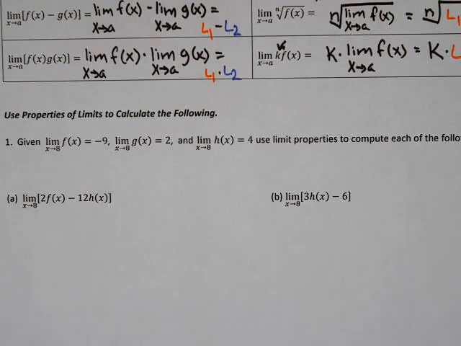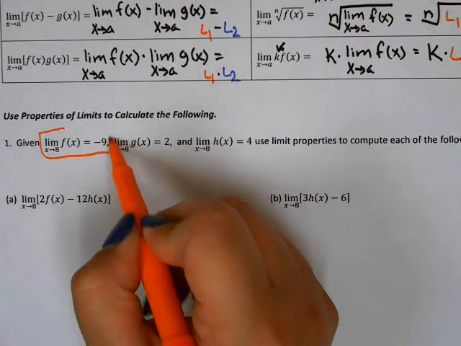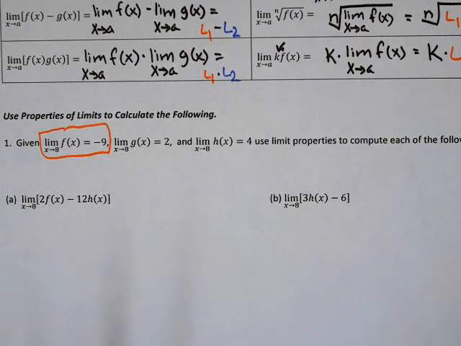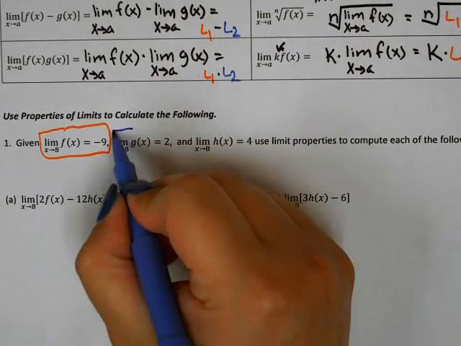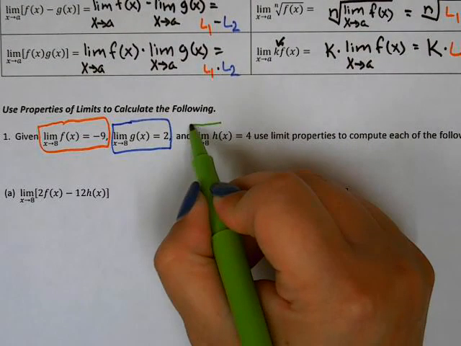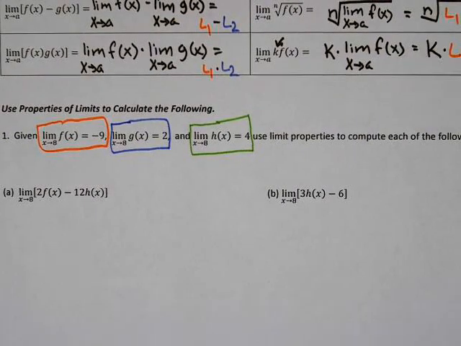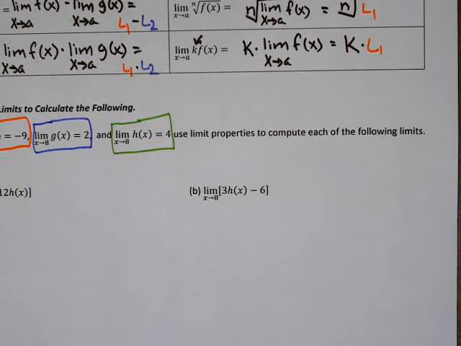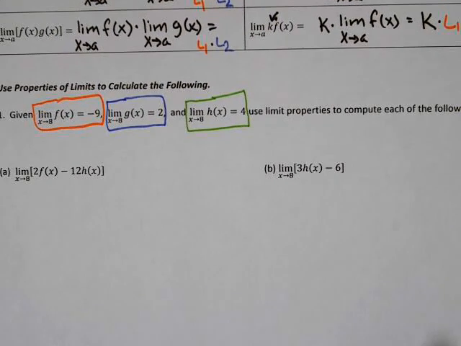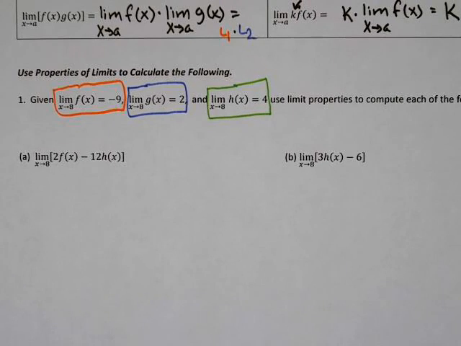So, we were given the limit as x approaches 8 of f of x is -9. We were given the limit as x approaches 8 of g of x is 2, and the limit as x approaches 8 of h of x is 4. So we're going to use those three facts to be able to compute the following limits. If you notice, we're not given anything else about these functions. This is where these properties come into play.